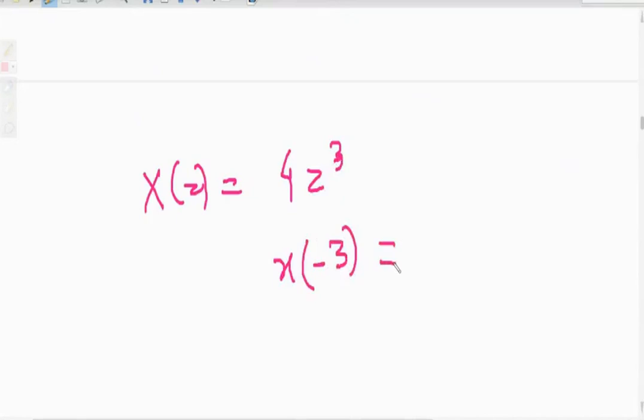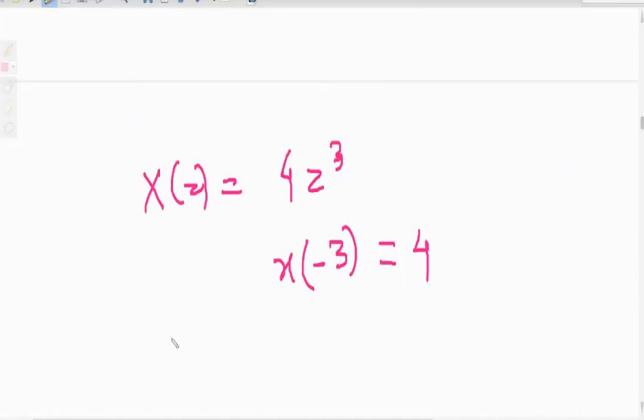So what will be this thing? Suppose x of z is 4z cube. Okay, so this is nothing but which coefficient? Okay, z has a positive power, that's why it is negative, and here it is 3, so here also it will be 3, so x of -3 is nothing but 4. So the value of x of -3 is 4. This is a time domain signal.